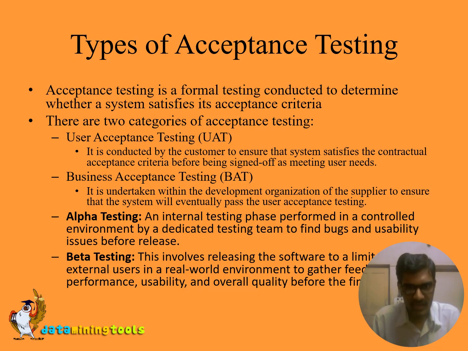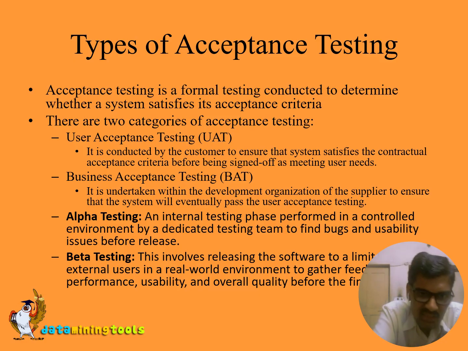And in this, the types of acceptance testing are: user acceptance testing is conducted by the customer to ensure the system satisfies the contractual acceptance criteria before being signed off as meeting user needs. Next is business acceptance testing, which is very similar. Then we have alpha testing and beta testing.